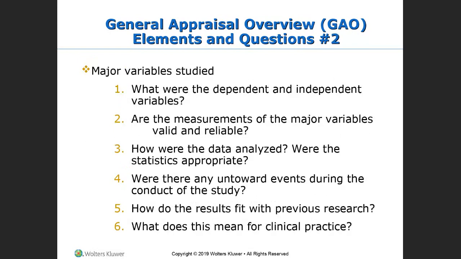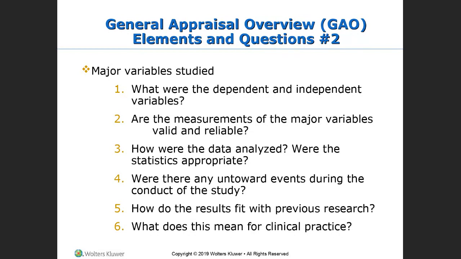The next things we're going to think about are the major variables that were studied. So when you think about those, you want to decide, were there independent and dependent variables? Are the measurements of those variables valid and reliable? And remember, we talked about validity and reliability. How was the data analyzed? Were the statistics appropriate? So take the information that we've learned over the last 2 weeks and decide, when you're looking at that data, do you think the statistics that they used were the right ones to represent the information that they found?